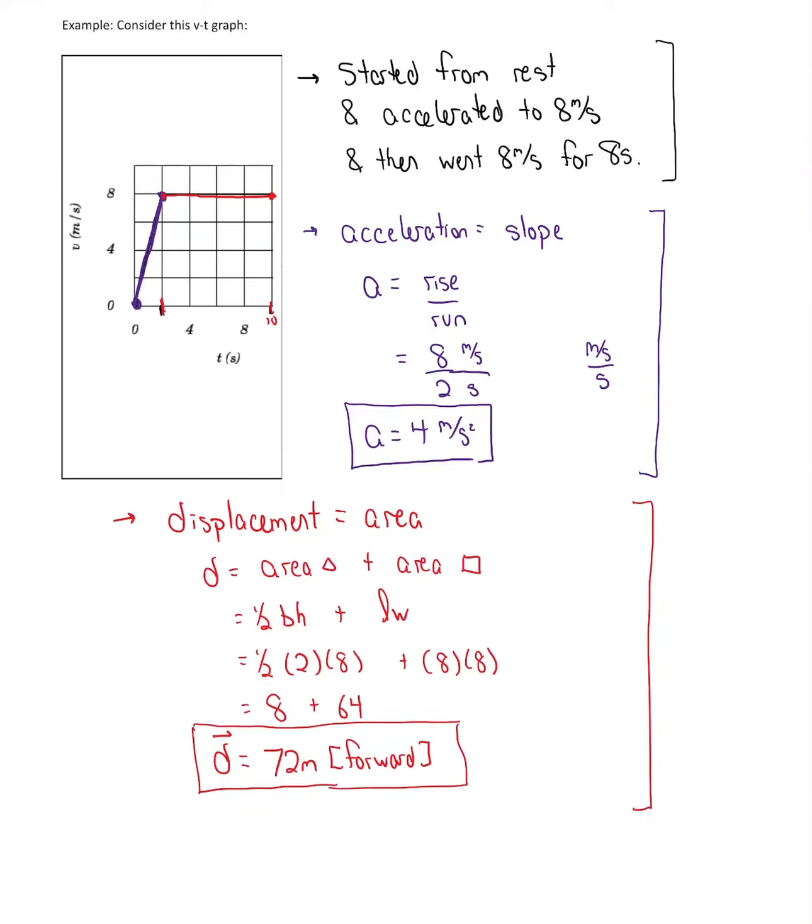I guess if we did it with displacement, we could do it with acceleration as well. The acceleration is 4 meters per second squared forward, since it was a positive slope.